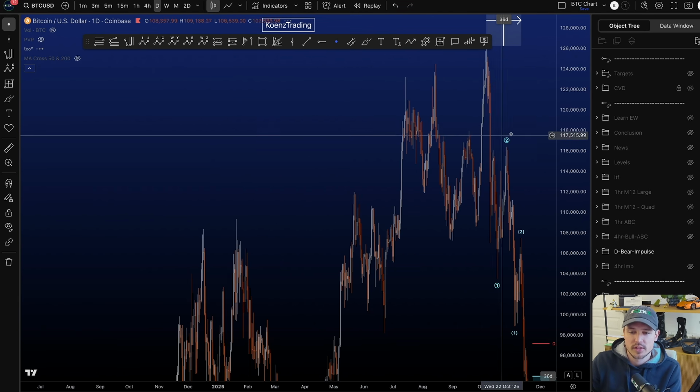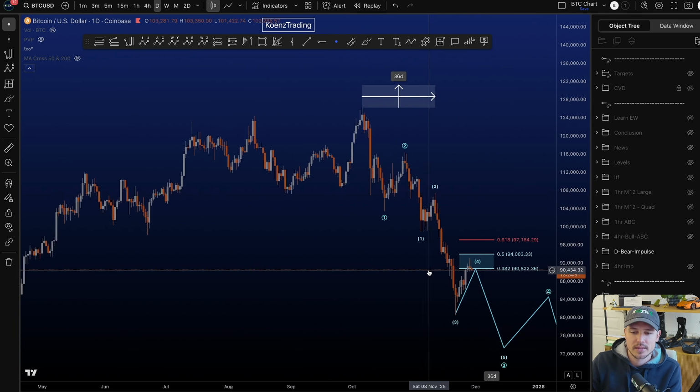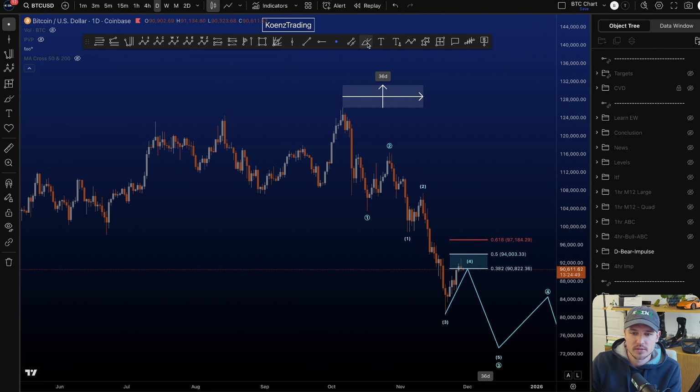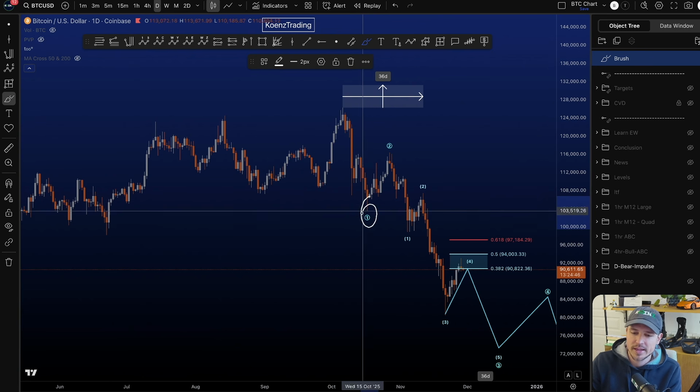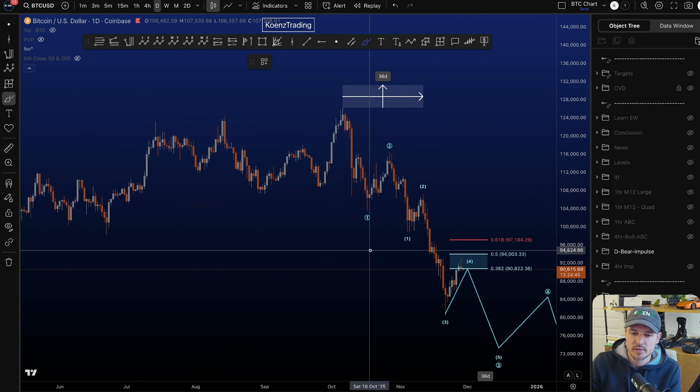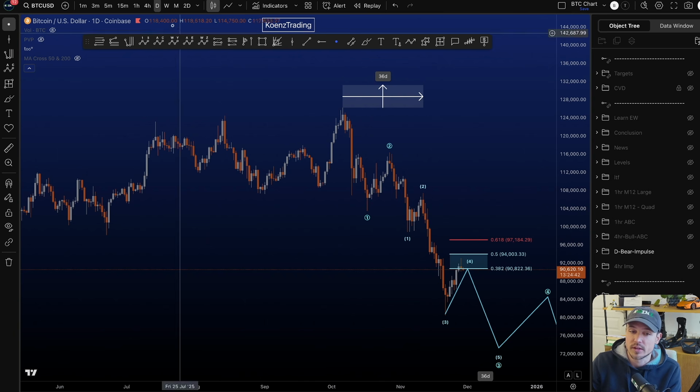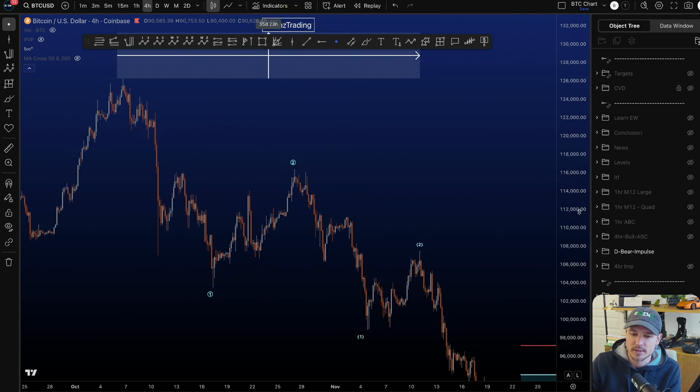Now, what follows then is that you get this move towards the upside. So now we're like, okay, 1, 2, 3, 4, 5, we can end something here. But is this a wave C? Is this a wave A? Is this a wave 1? Well, it depends on the move to the upside.